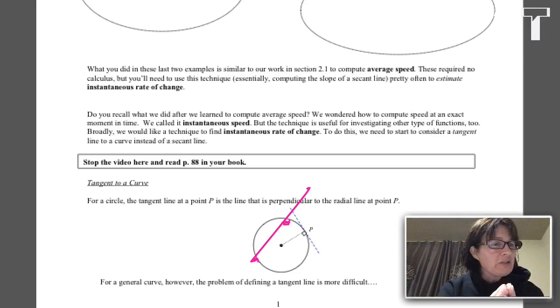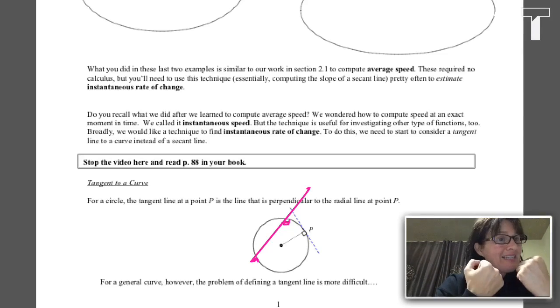So what we've been doing, when you found the average rate of change of, for example, the fruit fly problem, you had 2 points on the line and you found the slope of the line between them. That line that contains 2 points on a function, we call a secant line. Just like this line has 2 points on the circle, we call it the secant to the circle.